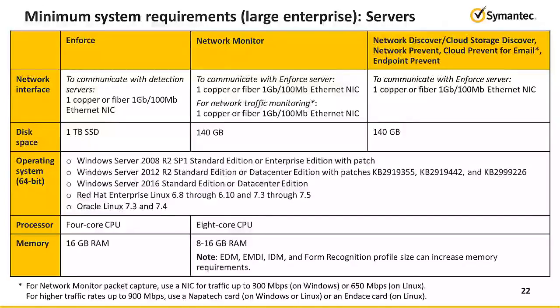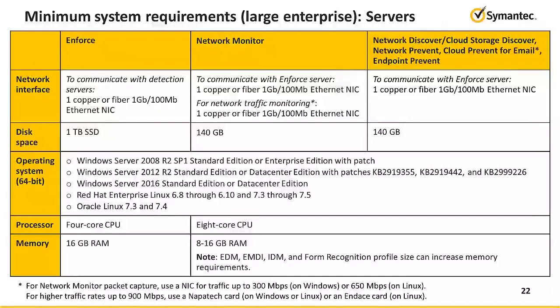Note also that the Network Prevent for Email, Network Prevent for Web, and REST API detection servers are available as virtual appliances, while Network Prevent for Web is also available as a hardware appliance. The Enforce server should have 16 gigabytes of RAM, and detection server hosts should have between 8 and 16 gigabytes of RAM, and possibly more depending in part on the number and size of DLP policies the customer expects to run.